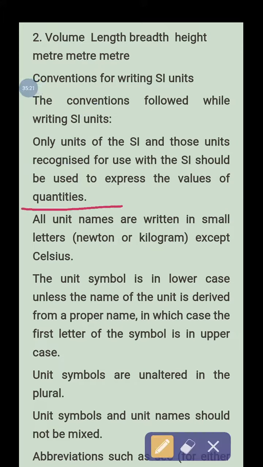Quantity should be expressed in the values of quantity. All the unit names are written in small letters, except Celsius. In Celsius we use C as a capital, while for newton and kilogram we use N and k. If only the abbreviation is used, then N will be capital, but in kg, g is small.